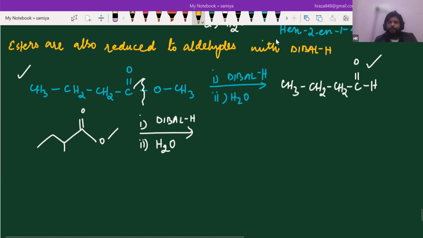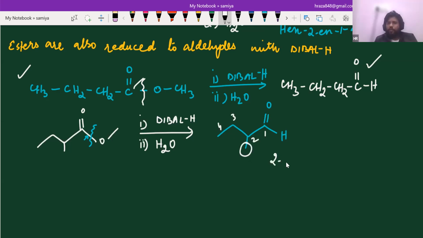No, sir. See, what you need to do, just break this bond that goes. So you will get a product like this. And this will be your major product. Now I'm going to name it 1, 2, 3, 4. This is your branch. So it will be 2-methyl and then butanal. Is that clear?